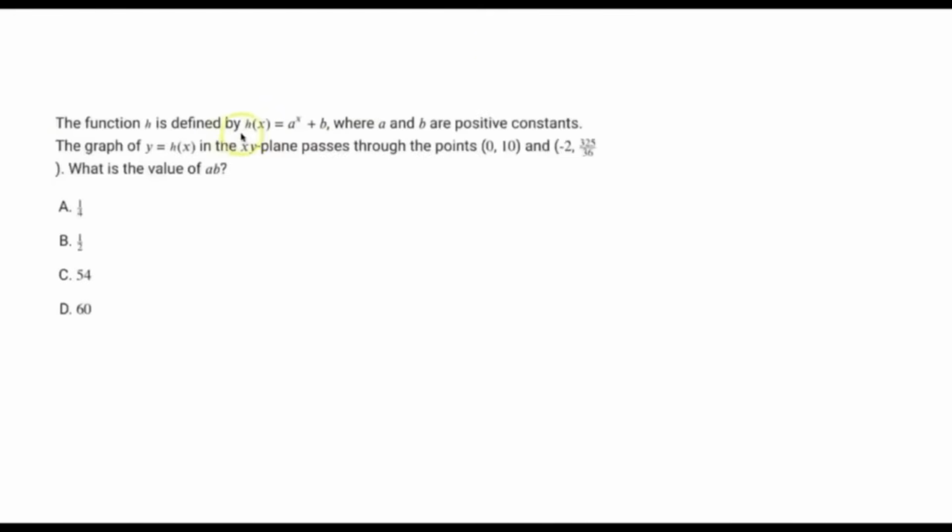Function h is defined by h of x equals a to the power of x plus b, where a and b are positive constants. All right, so let's just keep that in mind. The graph of y equals h of x in the xy plane passes through 0, 10 and -2, 325 over 36. What is the value of a plus b?